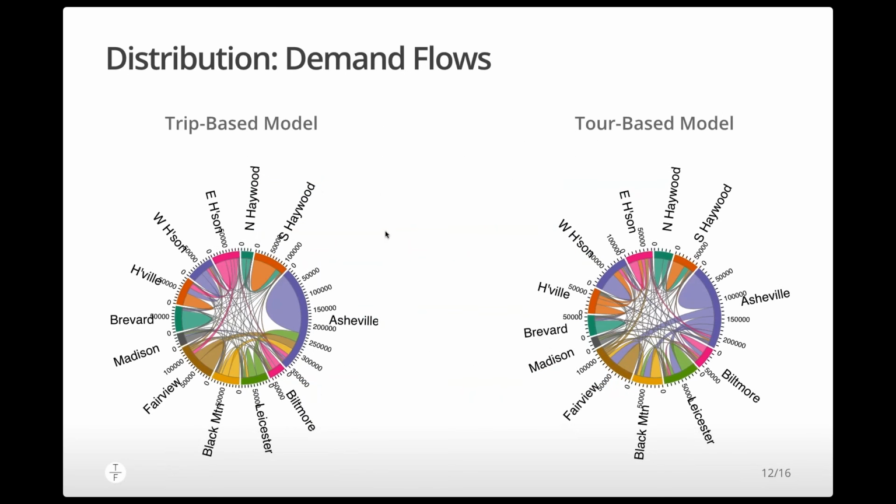We also took a slightly different look at origin destination patterns within a region. Many of you have seen a chord diagram like this before. On the left is the trip-based model, and on the right is the tour-based model. What we're showing here is the connections of the trips. And as you can see on the left here in Asheville, in the trip-based model, almost all of the trips begin and end in Asheville. And indeed, that's true for almost everywhere except for Fairview.